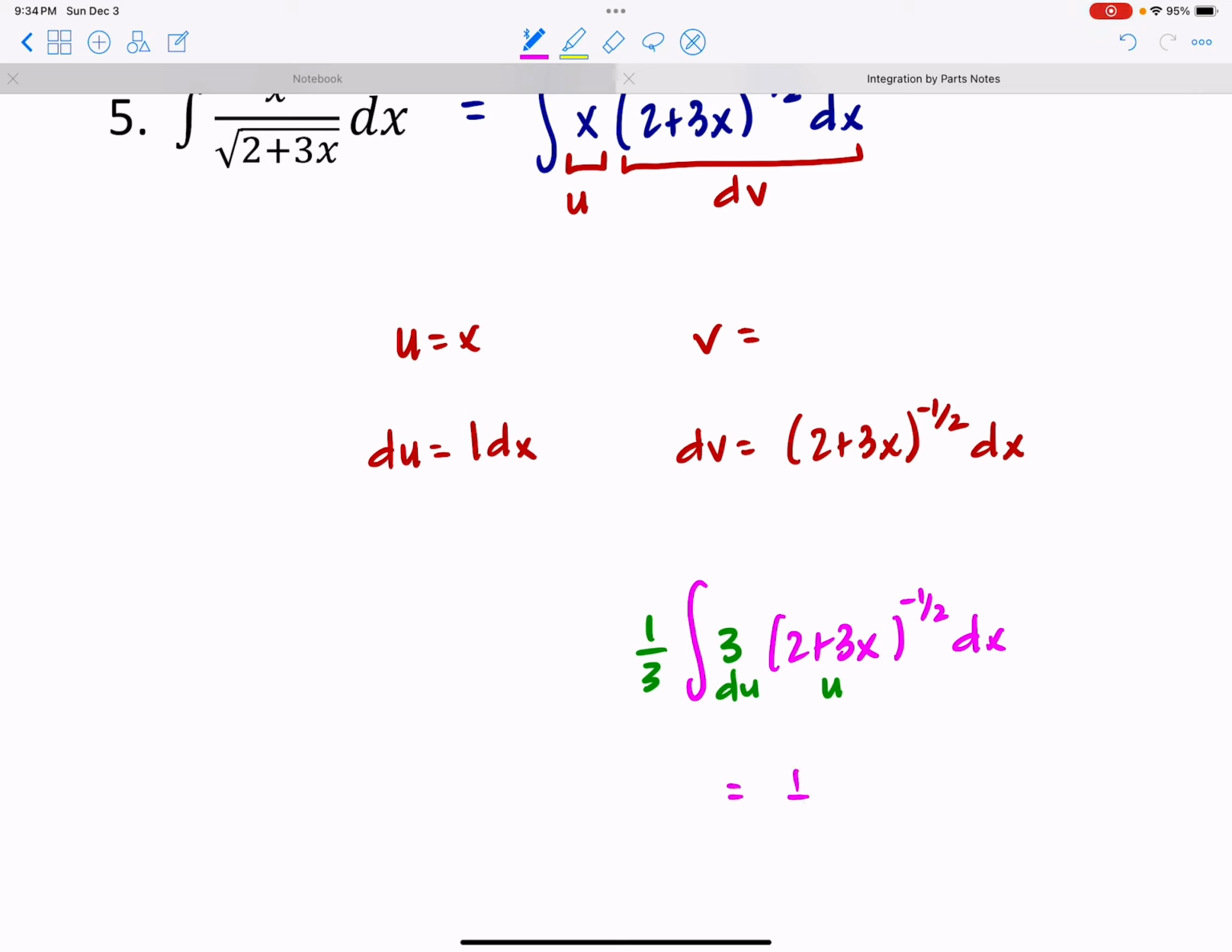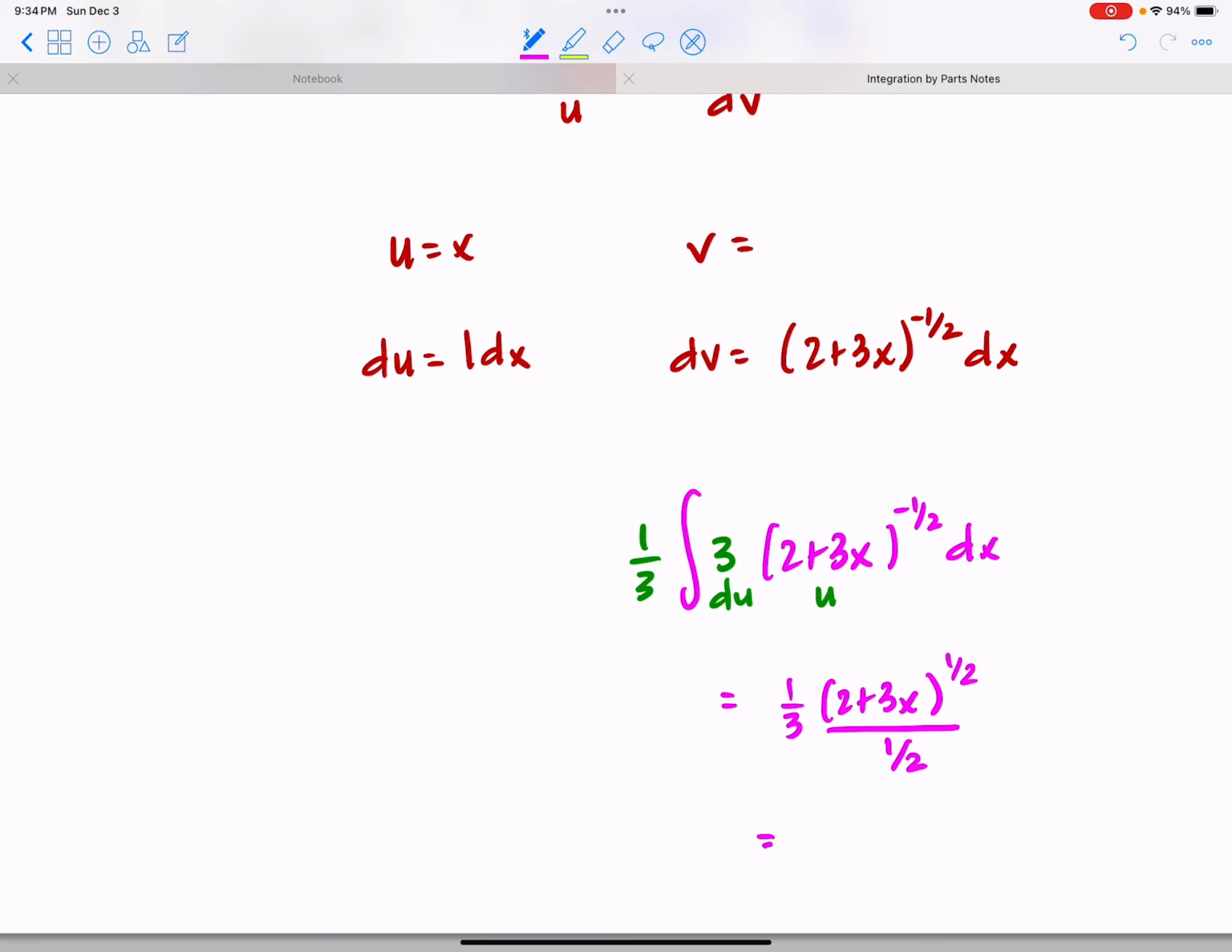So this will be 1/3 times 2 plus 3x to the, add 1 to the exponent, so negative 1 over 2 plus 1 would be plus 2 over 2, so positive 1/2. And then we would have to divide by that same positive 1/2. And so this becomes 1/3 divided by 1/2, which would be multiplied by 2. So this becomes 2/3 times 2 plus 3x to the 1/2 power. And that's my v. 2/3 times 2 plus 3x to the 1/2 power.